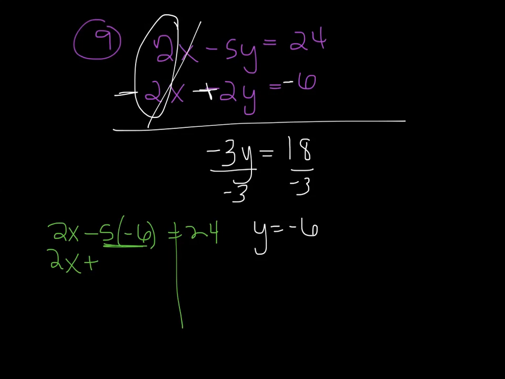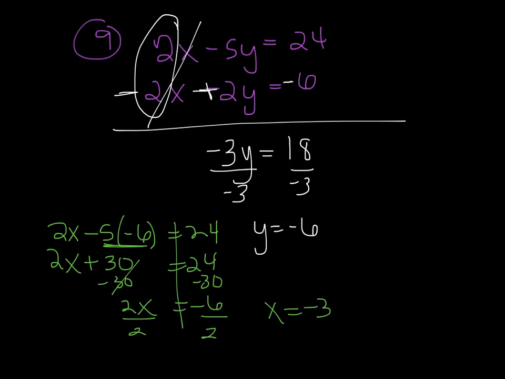So multiply these two together, I get positive 30. Subtract 30 from both sides. And divide by 2. So x equals negative 3. So my solution is negative 3, negative 6. Go ahead and try number 10 on your own, and then once you've tried it, you can watch the video to make sure you have the right process.